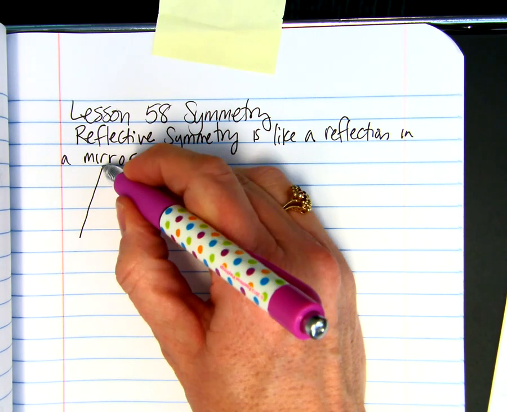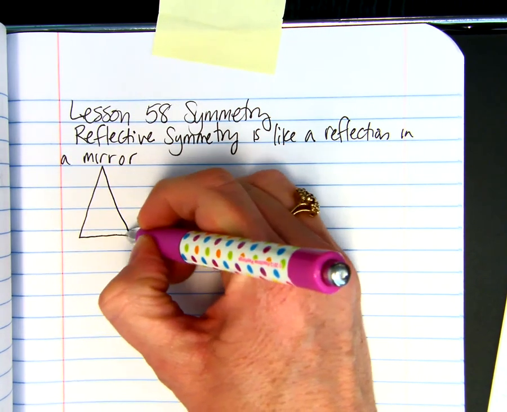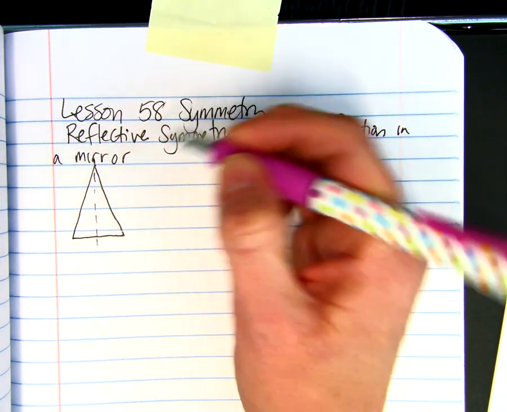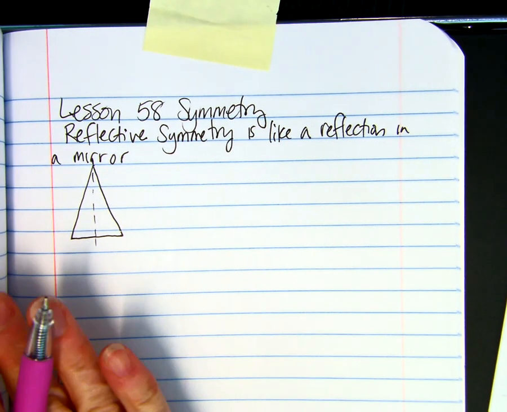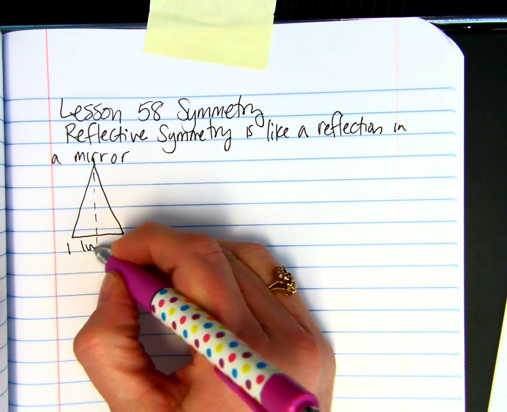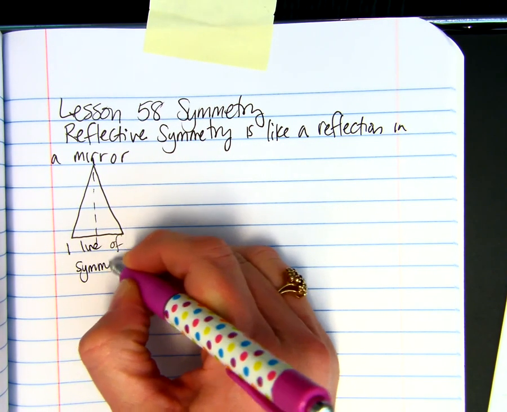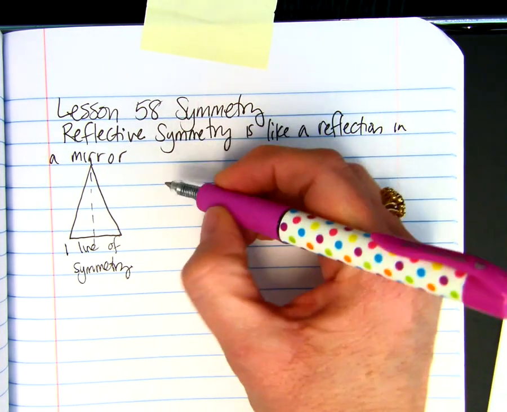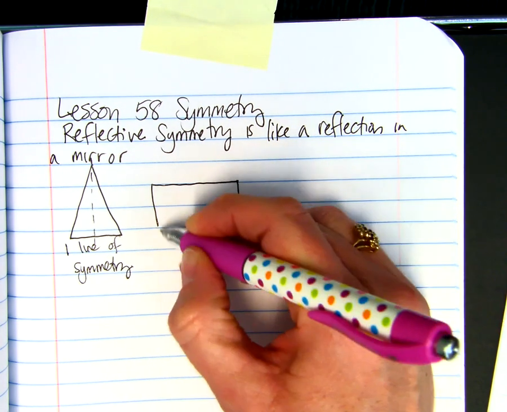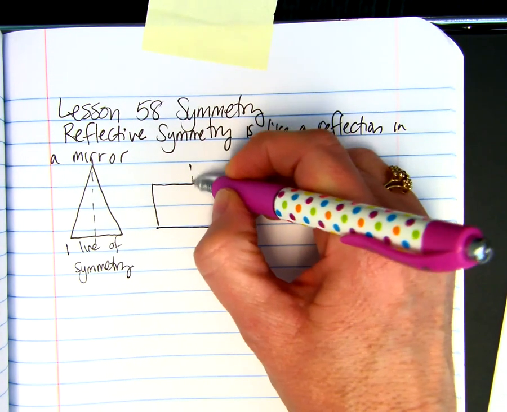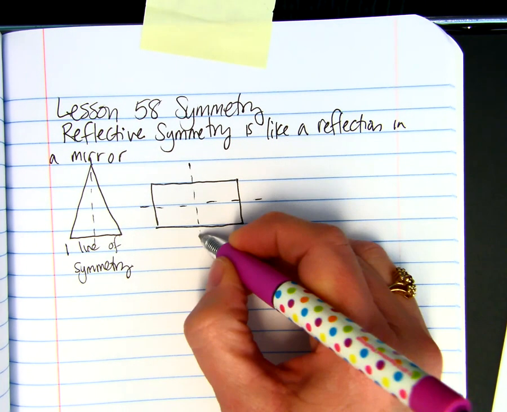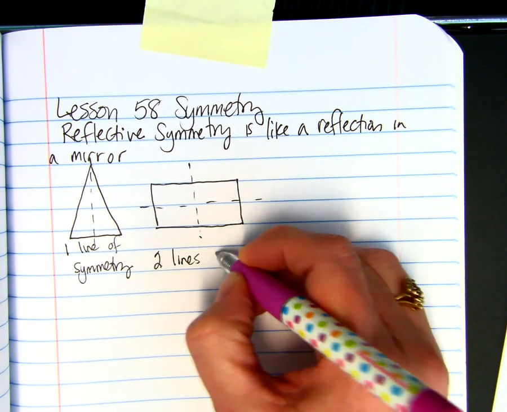So if you had an isosceles triangle, it's going to have one line of symmetry. That just means if you draw this line, it will look like a mirror image on each side. So this one has one line of symmetry. If you had a rectangle, you could draw a line through the top and bottom or through the two sides. So this one has two lines of symmetry.